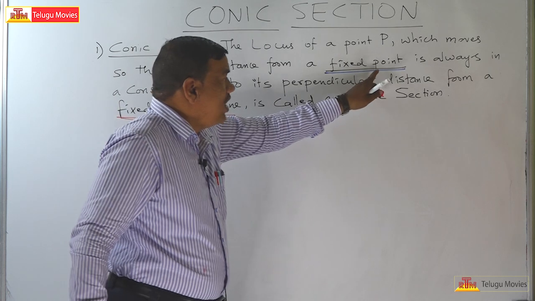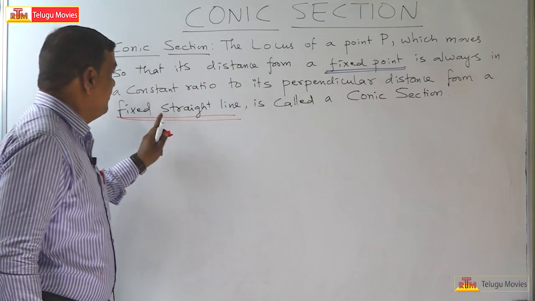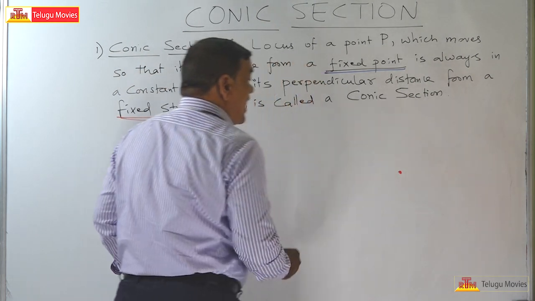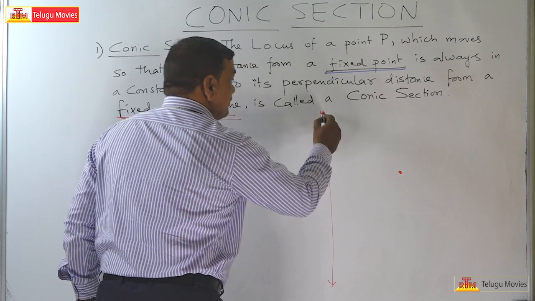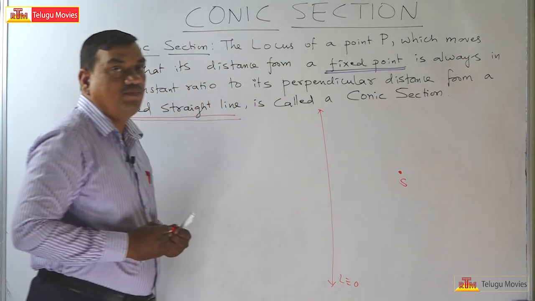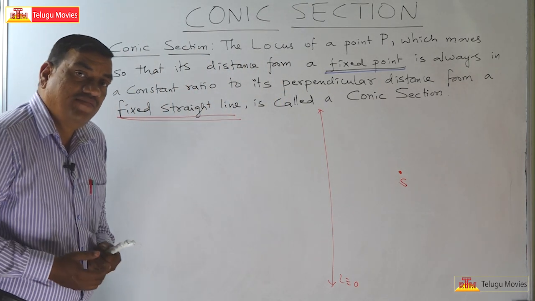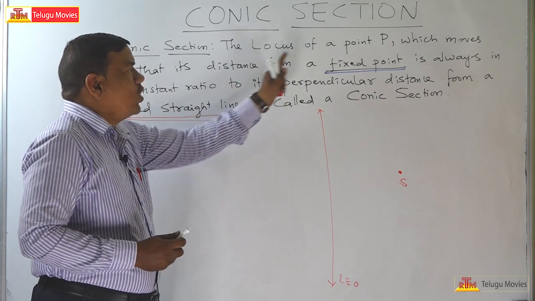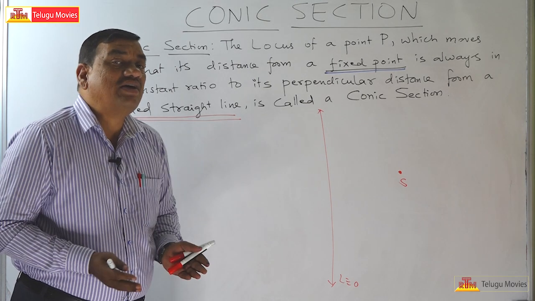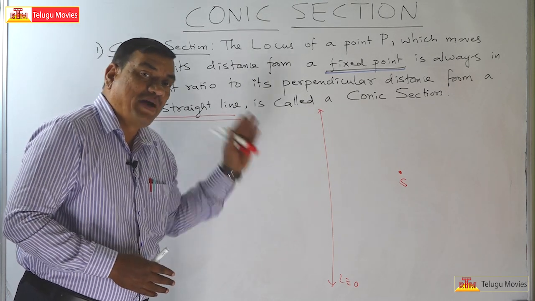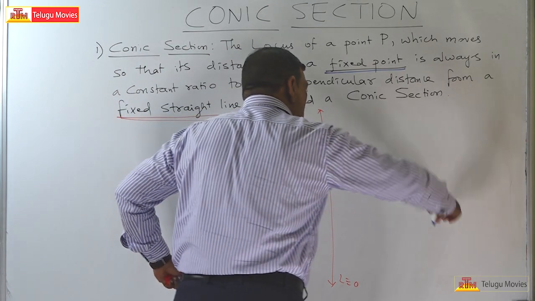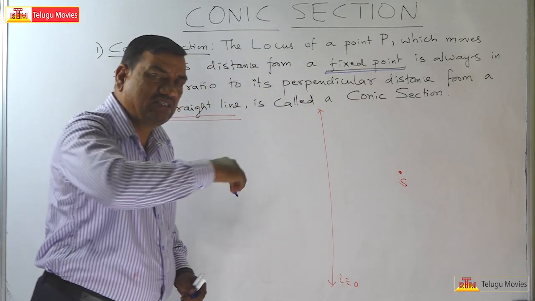First of all, we have to take a fixed point and a fixed straight line. Let the fixed point be S, and let L equal to 0 be the fixed straight line. Now, the locus of a point P which moves: P is a variable point, not a fixed point like S. It moves in the plane like that.